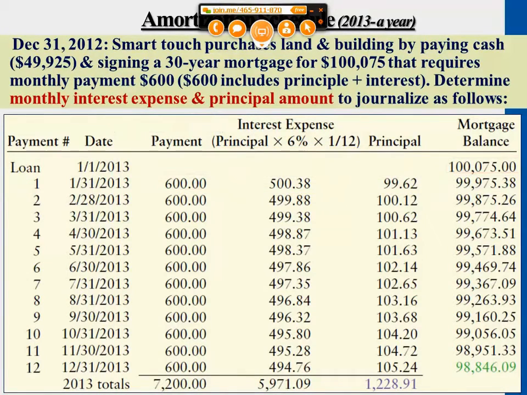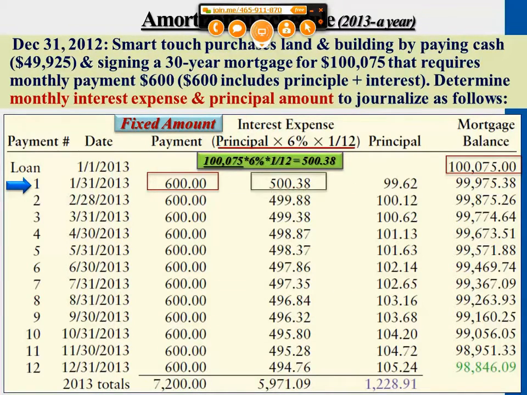First we start from the mortgage balance, $100,075. The fixed amount is given to you on a monthly basis. We'll be paying $600. To calculate interest expense accumulated on this mortgage balance for the first month, we use the full amount of the mortgage balance, $100,075, times the yearly interest rate times 1 month. Because up to now, we're just dealing with January 31st, 2013.